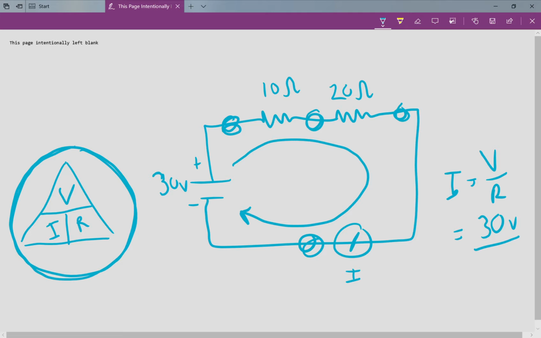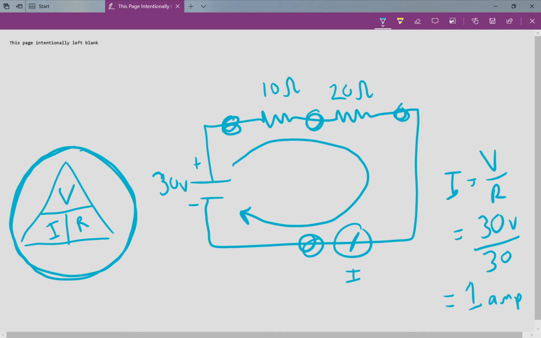And we know in a series resistance circuit, you would add those two values together. So it's 30 over 30, because 10 plus 20 is 30. And we end up with 1 amp. Okay, so that 1 amp current is flowing through the 10 ohm and through the 20 ohm. Don't ever think that because the resistances change that the actual current will change. So that is the first thing that you need to be mindful of.